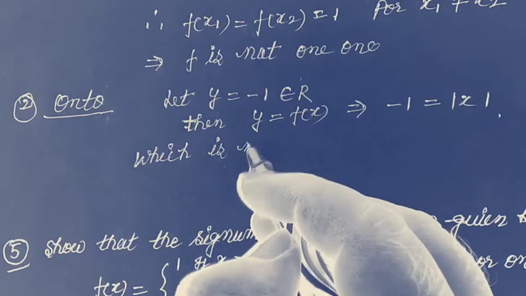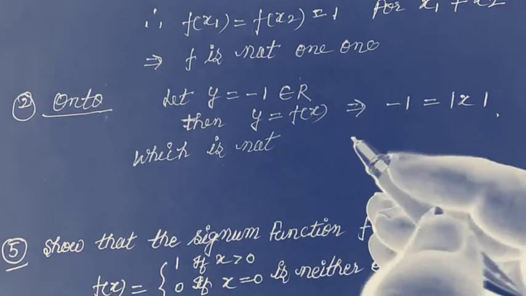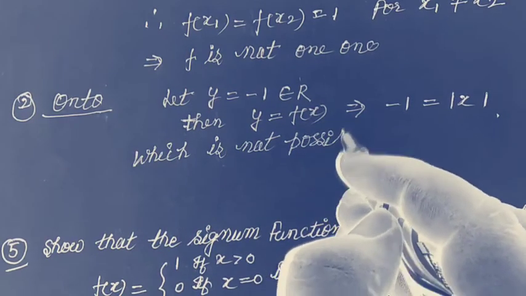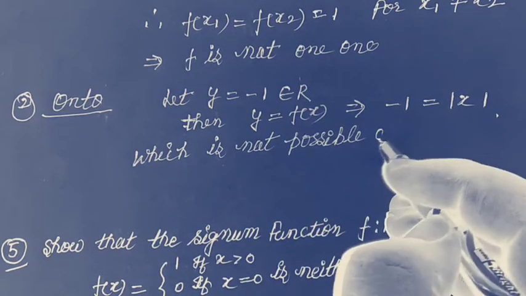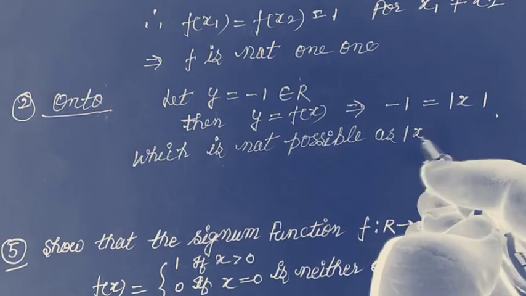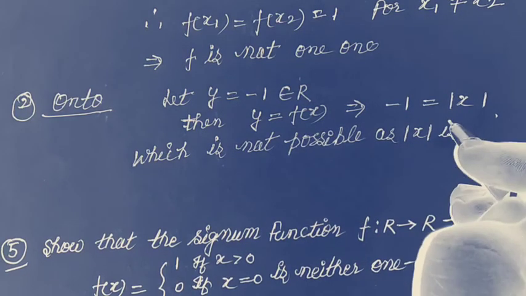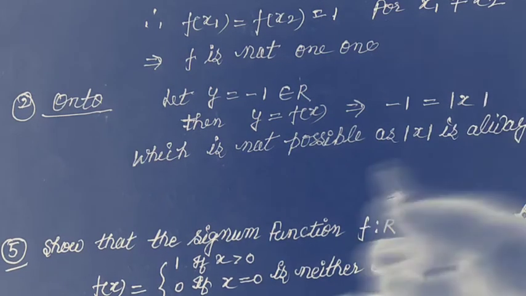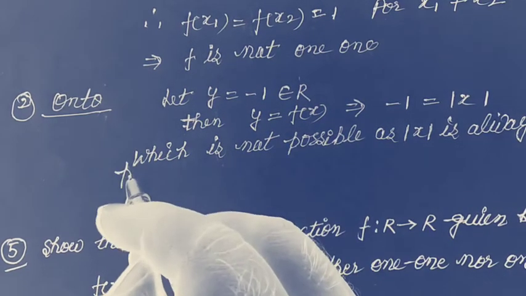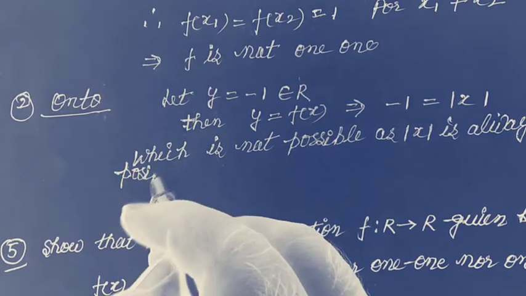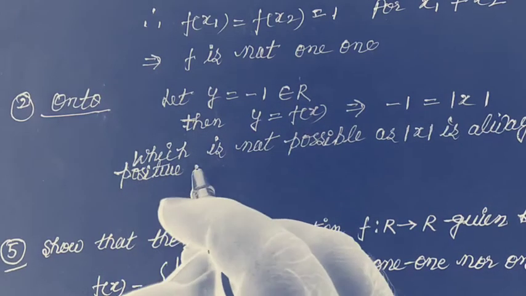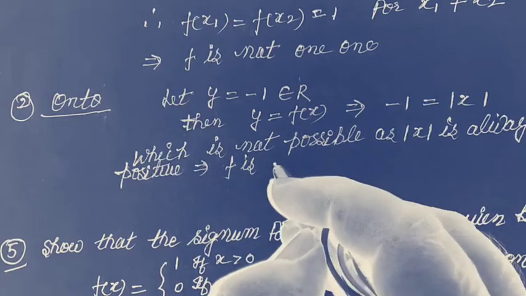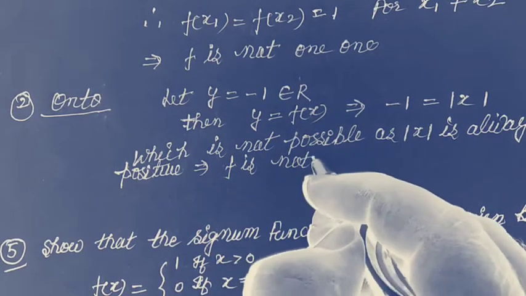Why? Because the value of modulus can never be negative. We know very well about that. It is always positive. This implies f is not onto.